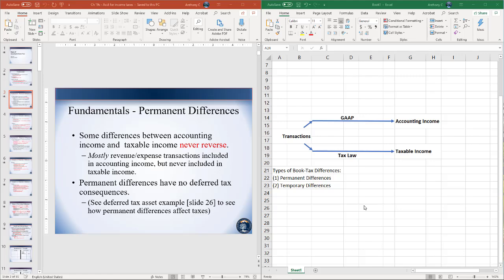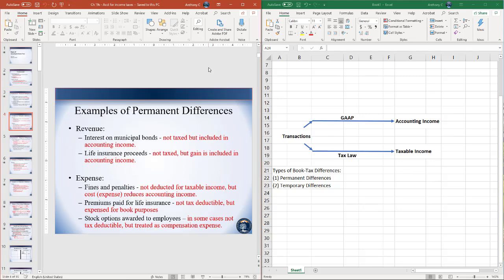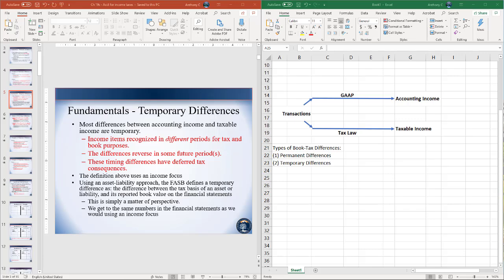Permanent differences are very easy to account for, so again, most of the chapter, you're going to be focusing on temporary differences. This next slide just gives you some examples of permanent differences. I don't expect you to memorize these, but seeing some examples may help you to feel more comfortable with the topic. For now, just ignore permanent differences because it is pretty easy to account for them. We'll just focus on temporary differences because this really makes up the bulk of the chapter.